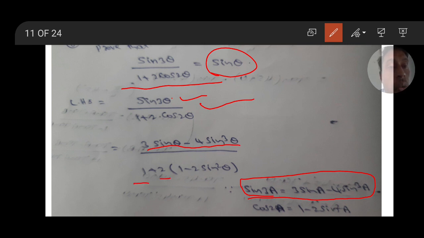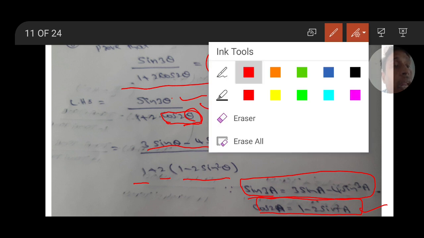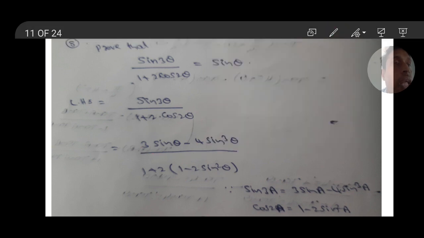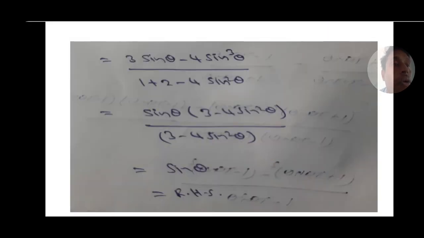Then 1 plus 2 into the cos 2 theta formula. Cos 2a formula: 1 minus 2 sin square a. We have a total of 4 formulas for cos, but we have to get the answer in sin, so I am taking this formula, 1 minus 2 sin square a. Instead of a, here we have theta, so 1 minus 2 sin square theta, multiplied with 2. In the numerator it is the sin 3 theta formula, 3 sin theta minus 4 sin cube theta, and here the cos 2 theta formula, 1 minus 2 sin square theta. So only simplification is remaining.